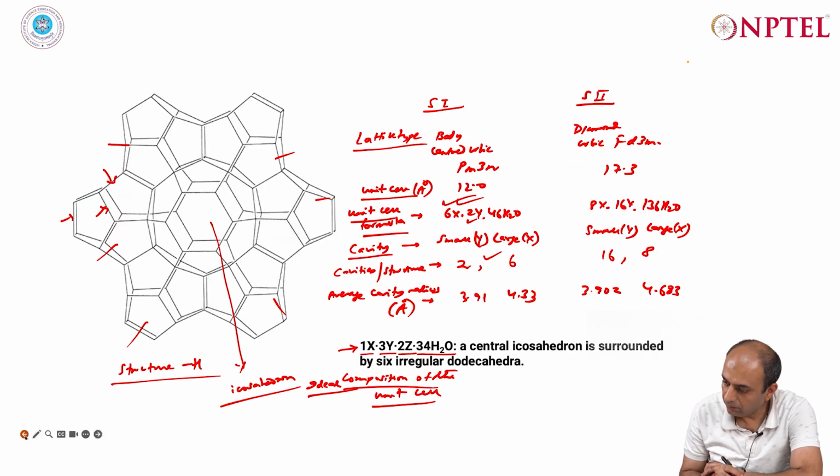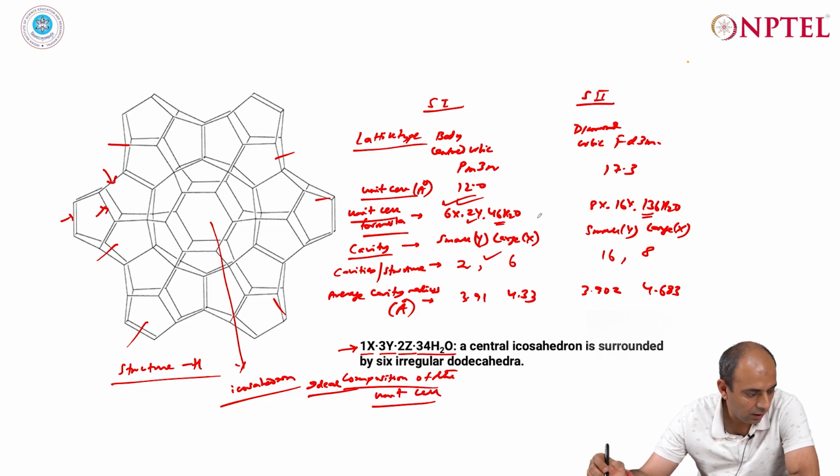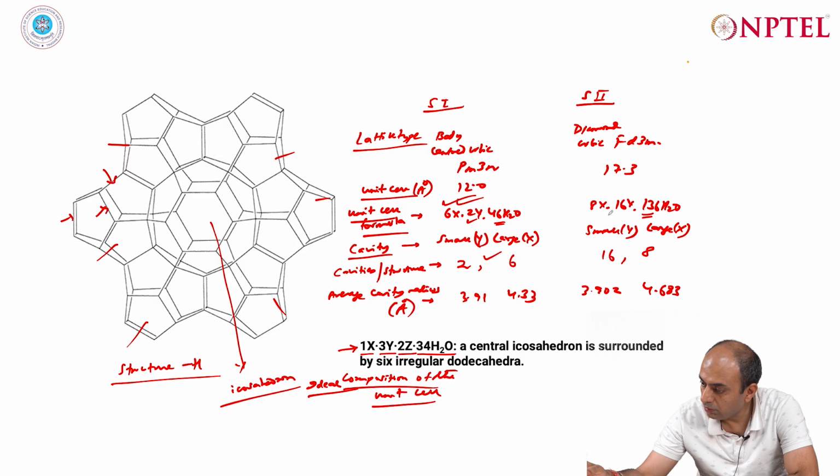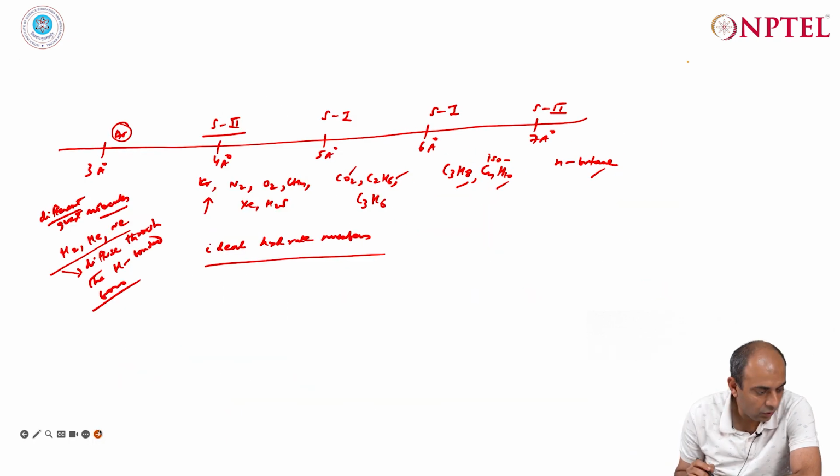So, in case of S2, the total number of water molecules is 136. In case of S1, the total number of water molecules is 46. The total number of available voids is 24 in one case, and the total number of available voids is 8 in the other. Okay, this is something we need to keep in mind for the calculation. So, now we can calculate the ideal hydrate numbers.